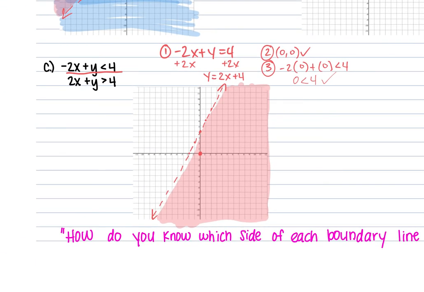All right, and then let's do the second one, the blue one. 2x plus y is less than 4.